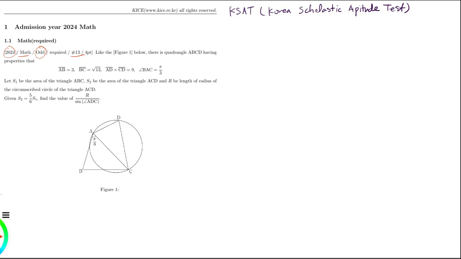This is about geometry, which is related to trigonometric functions and their angles. Okay, let me give you several points about this problem first. The first point is the law of sines.